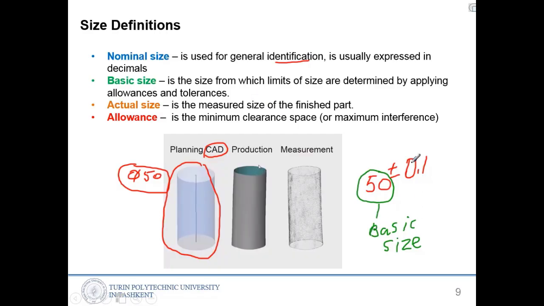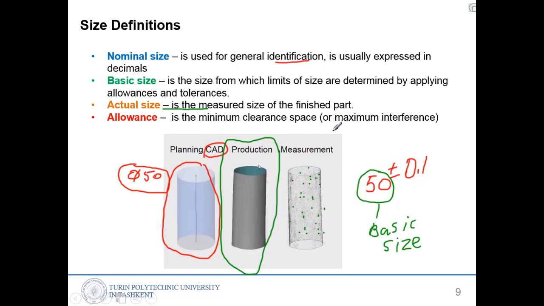Actual size: we produce the part, and then we measure it after the production. Some of the parts may be different from 50.1, and some of them might be less than this. We measure it with a measuring device, and many devices are possible. That is called the actual size. It is the measured size of the finished, manufactured part.